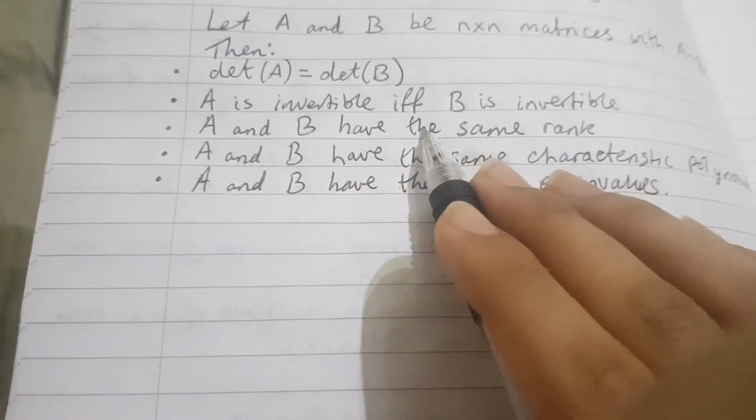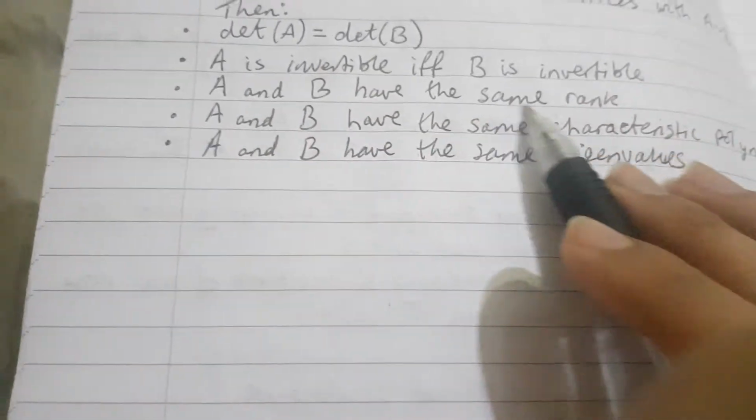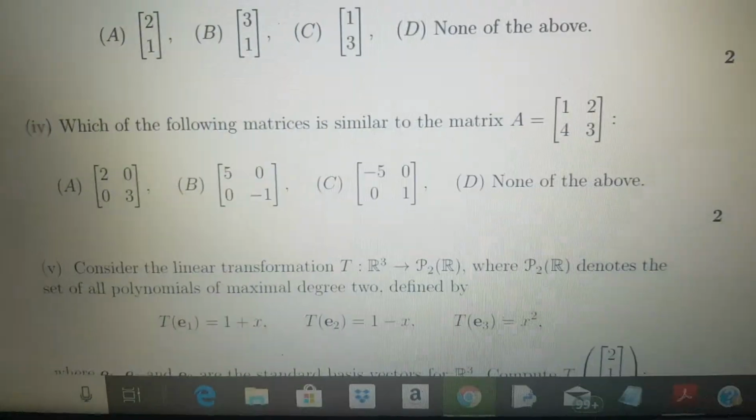Let's see, A is invertible if and only if B is invertible. Well, they both have the same determinant, so they'd both be invertible. That wouldn't help. A and B have the same rank. Rank's a tricky one. They have the same characteristic polynomial. That one sounds easy. Alright, we'll go through and try and figure out the characteristic polynomials of B and C here to find out what our answer is.